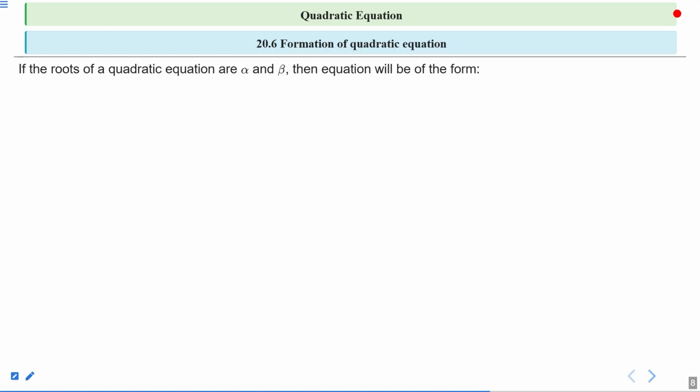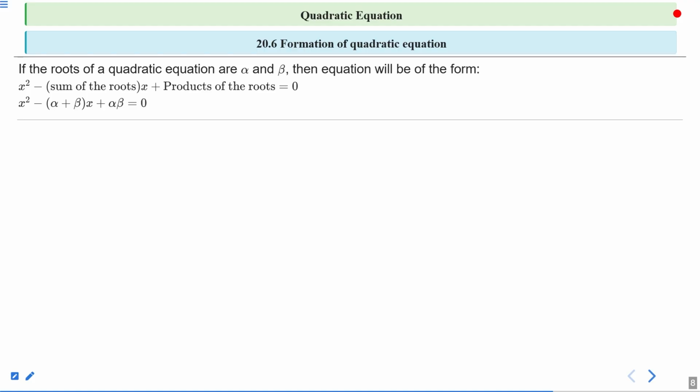Formation of the quadratic equation. If the roots of the quadratic equation are alpha and beta, then the equation will be formed as x² - (sum of the roots)x + product of the roots = 0. So we can say that x² - (alpha + beta)x + alpha × beta = 0.